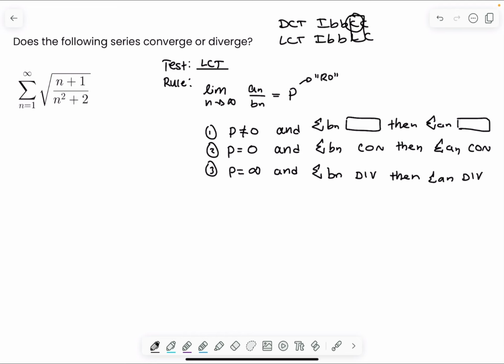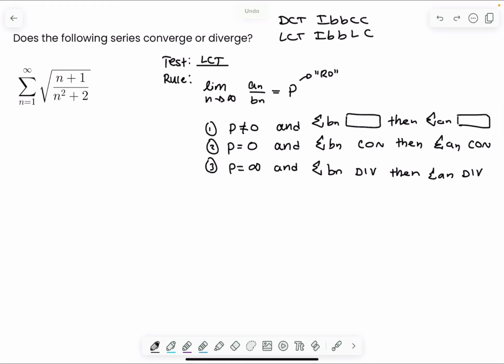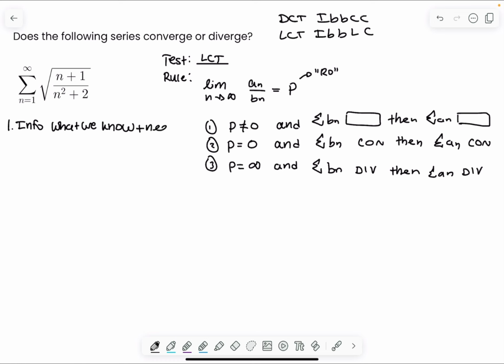In DCT we're comparing, and in LCT we're finding the limit. The I stands for information, what we know plus what we need. What we know is that a of n is always the given sequence, and what we need is b of n. We don't know what that is, which brings us to our second step, which is B for finding b of n. How do we do that?